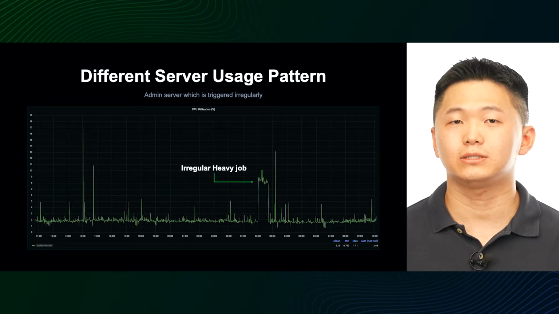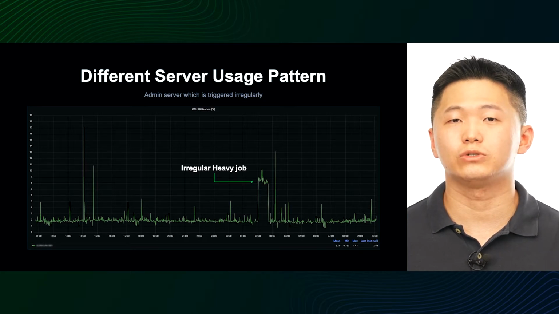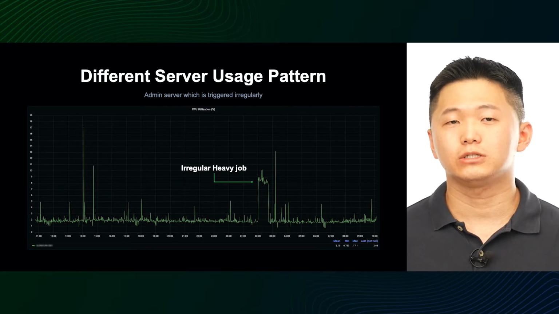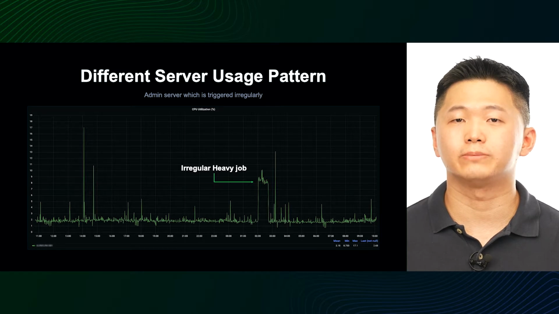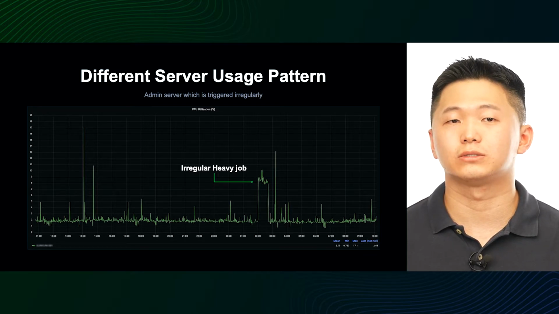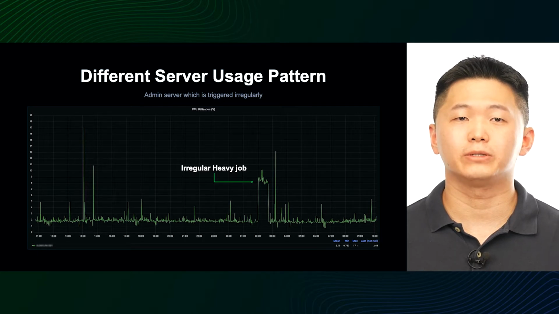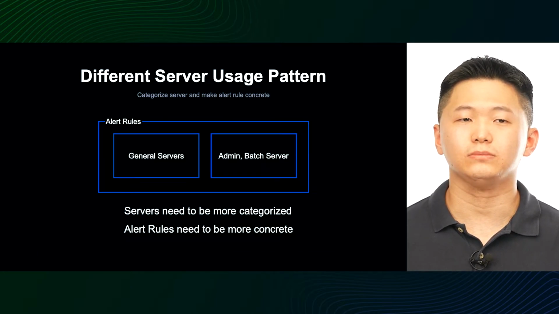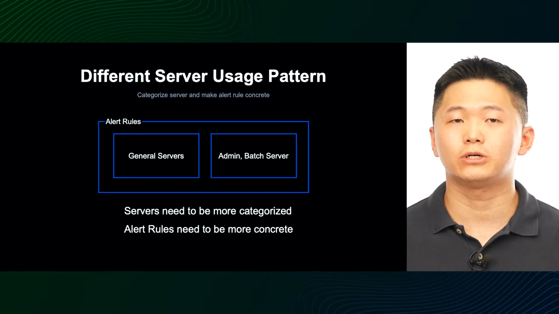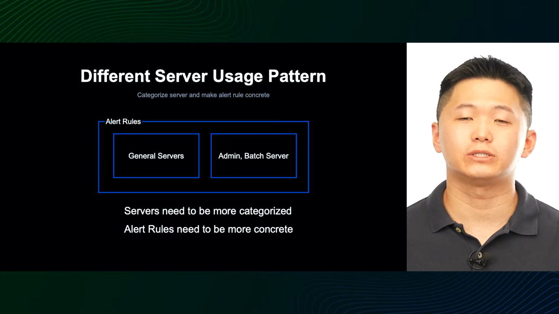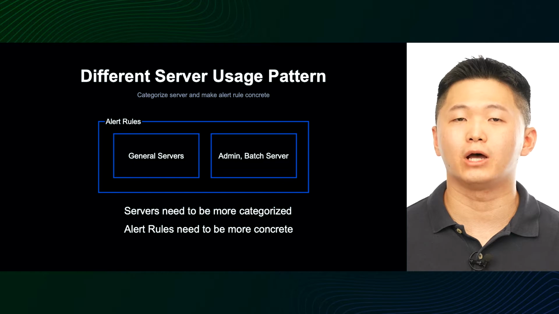And last, this is an admin server which is used by paying members. This server irregularly does some heavy jobs like making or downloading files. So the resources of this server are rapidly but irregularly changed. Currently, the rule is divided into general servers and admin and batch servers. But the servers need to be more categorized because there are still a few false positive alerts about this problem.